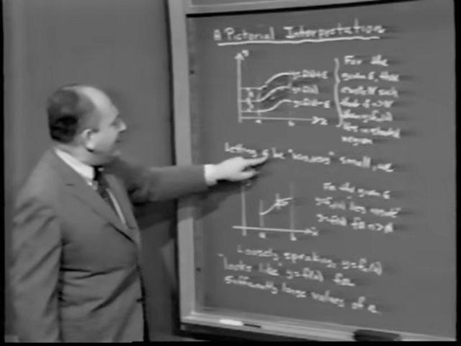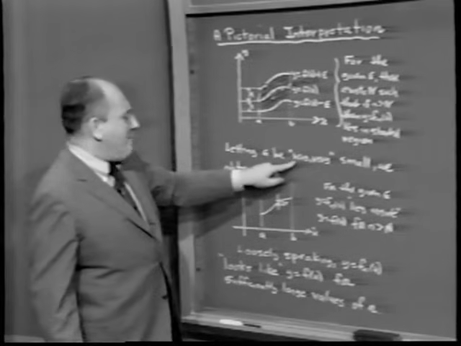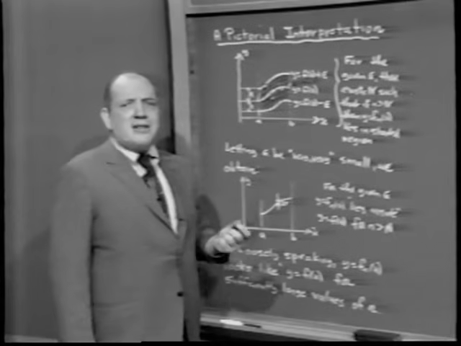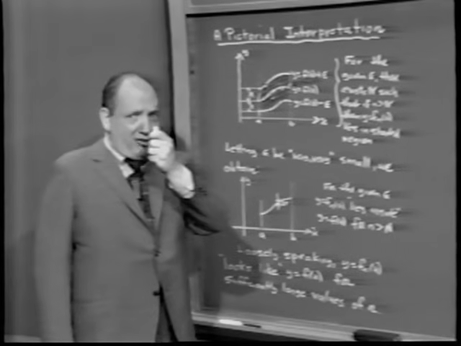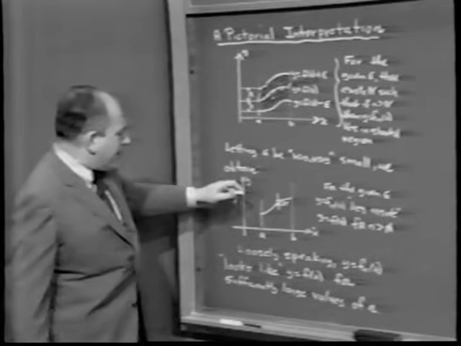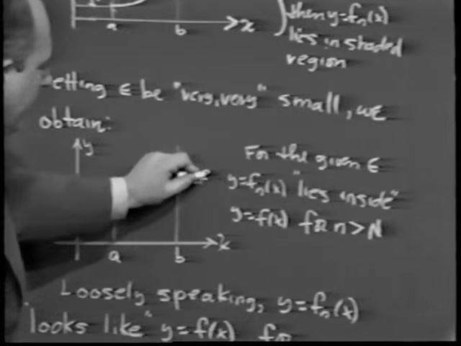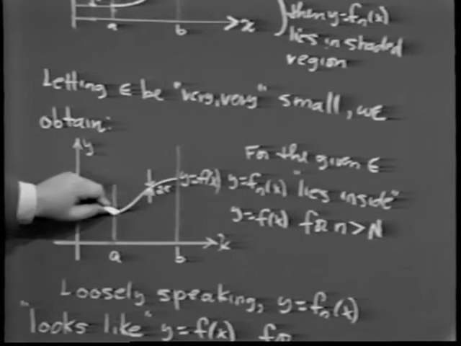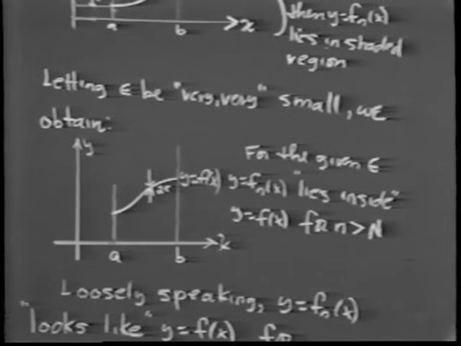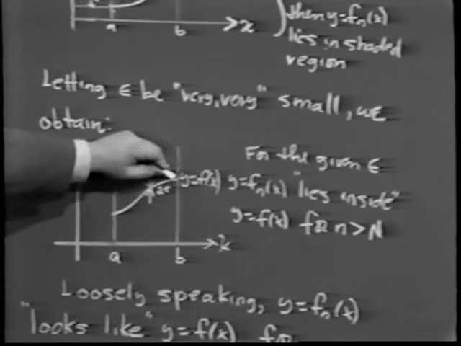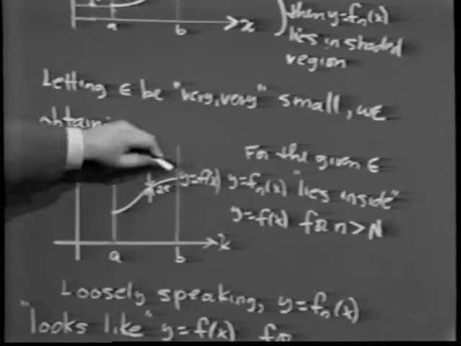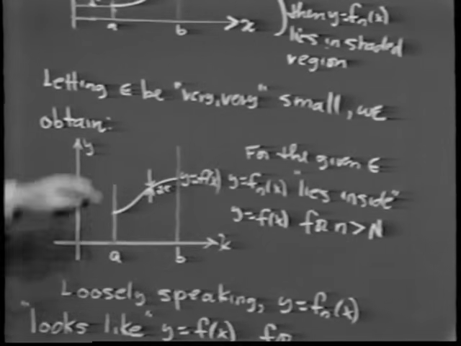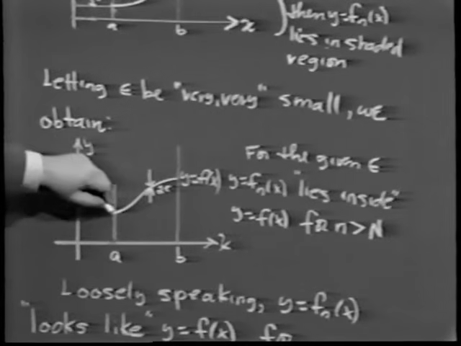Now, of course, the question is, what does this all mean? And the answer is, well, let's take epsilon to be, and I put this in quotation marks, very, very small. Let's pick epsilon, for example, to be so small that it's within the thickness of our chalk. If I now draw the curve y equals f of x, notice now that the thickness of my curve itself is the bandwidth 2 epsilon. All I'm saying is that for this very, very small epsilon, when n is sufficiently large, the curve y equals f sub n of x appears to lie inside of this curve.